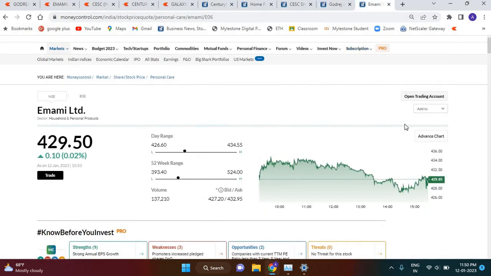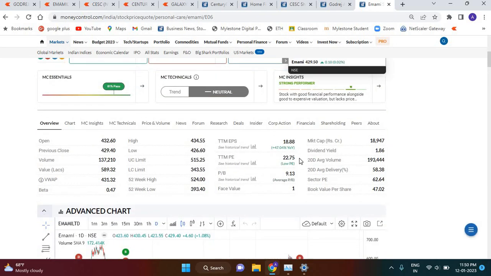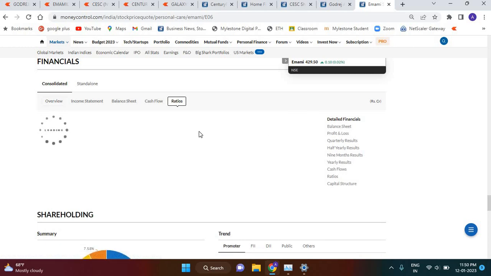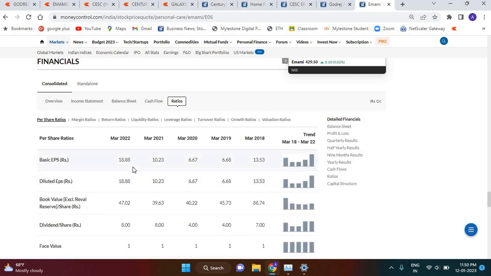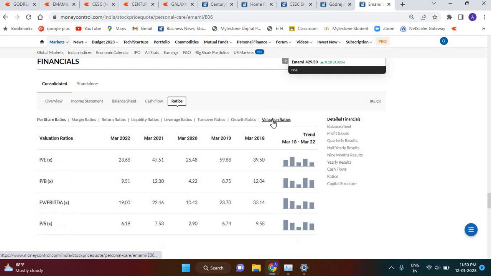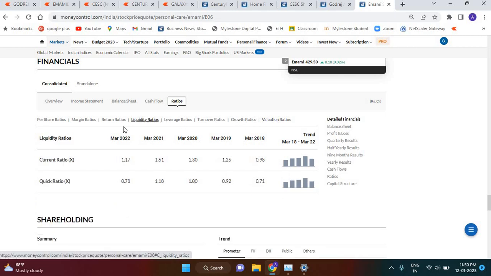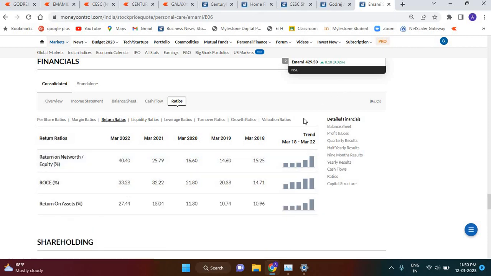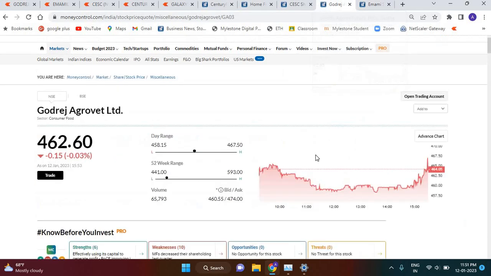Emami, if you look at the fundamentals, PBV, everything is on similar grounds. Average PBV, low PE. Let's see the financials. Ratios: EPS is increasing. Book value is increasing. Valuation ratios, when you look at it, it is still not undervalued. And liquidity ratios are fine. Return ratios are good. Not bad. We may attempt a trade in Emami. It's all up to you to decide, because I'm just showing you what I feel, what my view is on this.